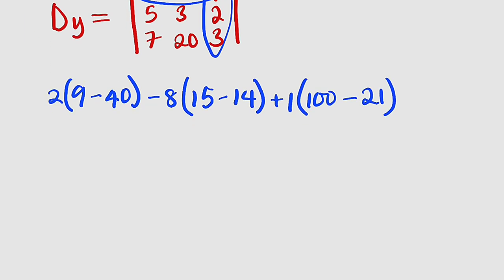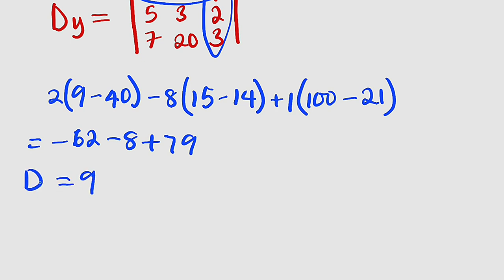9 minus 40 is negative 31, times 2 is negative 62. This minus this is 1 times negative 8 is negative 8. This minus this is 79, times 1 is still 79. Let's simplify this. We have negative 62 minus 8, which is negative 70, plus 79, that will give us 9. Therefore, the determinant with respect to y is equal to 9.